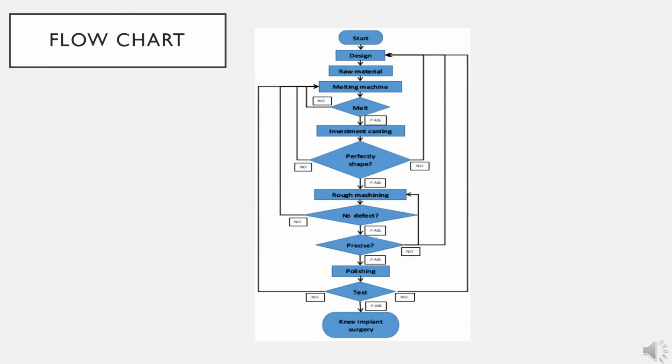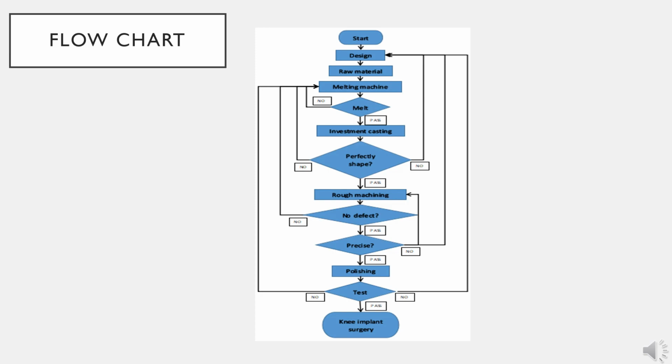In the flowchart, it starts with design, raw material, and then going to the melting machine for melting, and then going to investment casting, and then a test for perfectly shaped, then going to rough machining, and then a test for no defect, and then another test for precision, and then going to polishing, and then the last test, and then going to the customer for knee implant surgery.